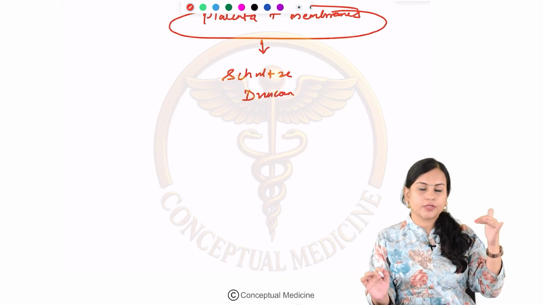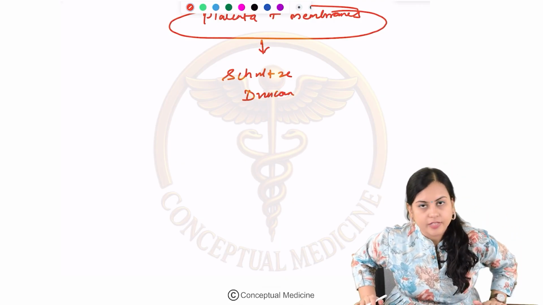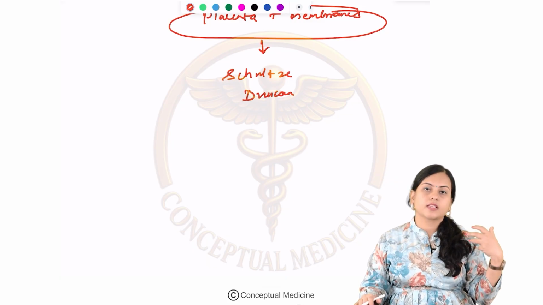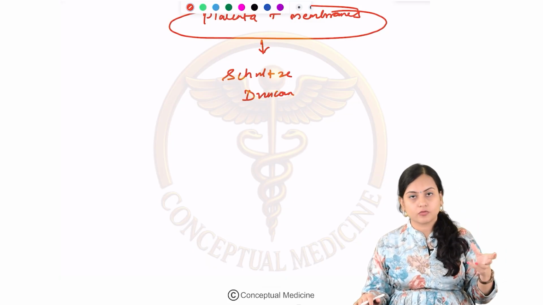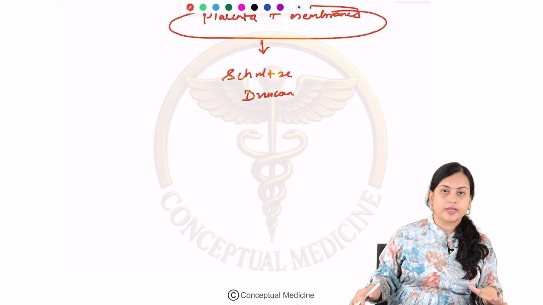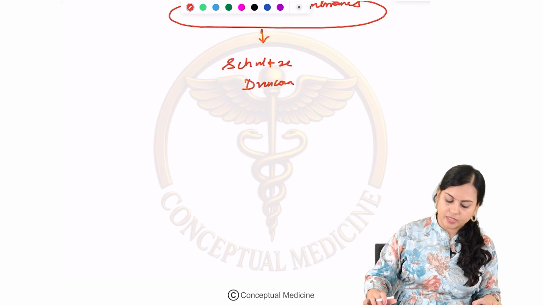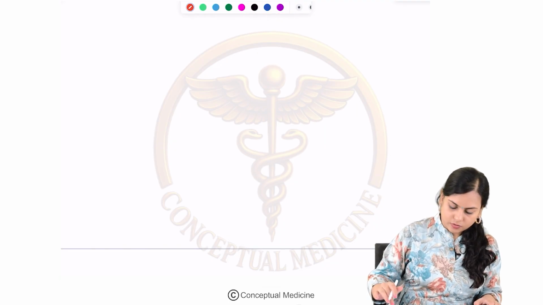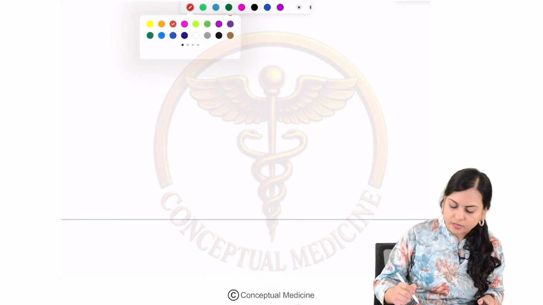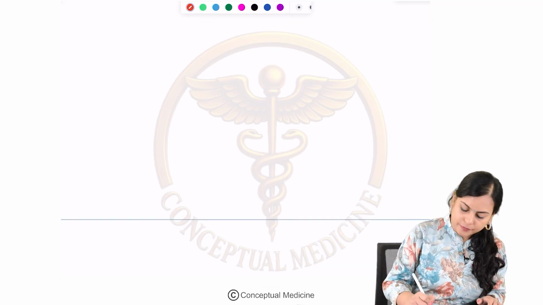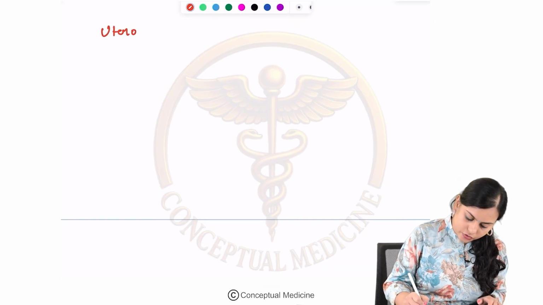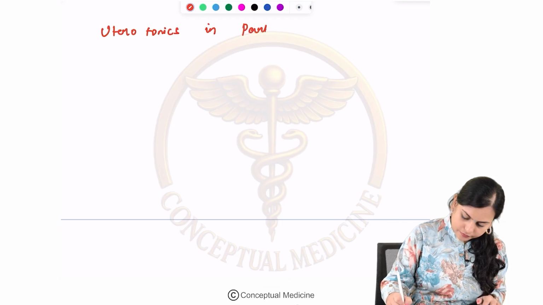Okay, so that's why soon after the delivery we have to check whether all the fetal membranes have come out and all the cotyledons of the placenta are also seen. You have to examine the placenta as well as the fetal membranes. Clear? Yes. Now, I just want to discuss some of the uterotonics in parturition. So, uterotonics that are used in parturition.